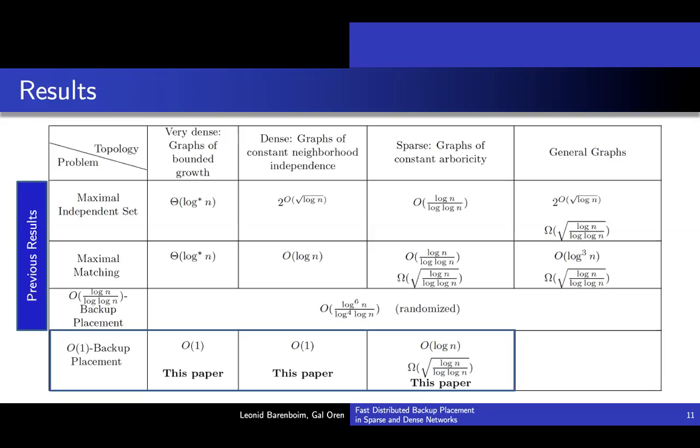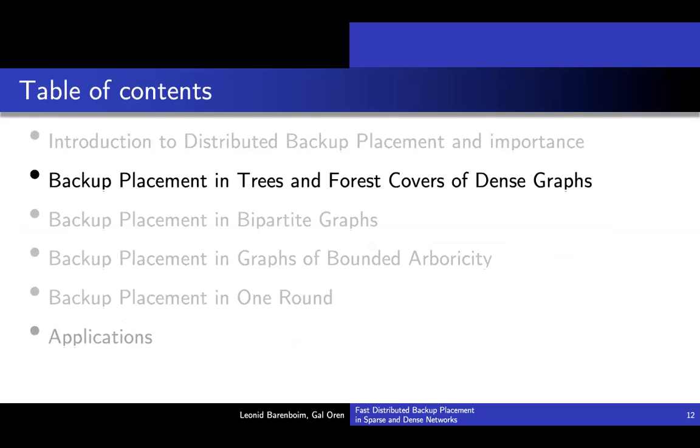The best previous results are those for general graphs, due to Halldórsson et al. These are randomized algorithms with polylogarithmic running times and an approximation ratio of O(log n / log log n). In the current work, however, all our algorithms are deterministic. We start our solution to this problem with oriented trees, extend it to forests, and then extend it to very dense graphs.